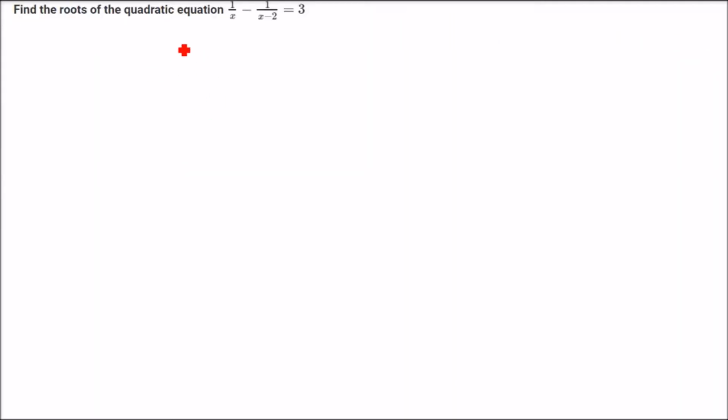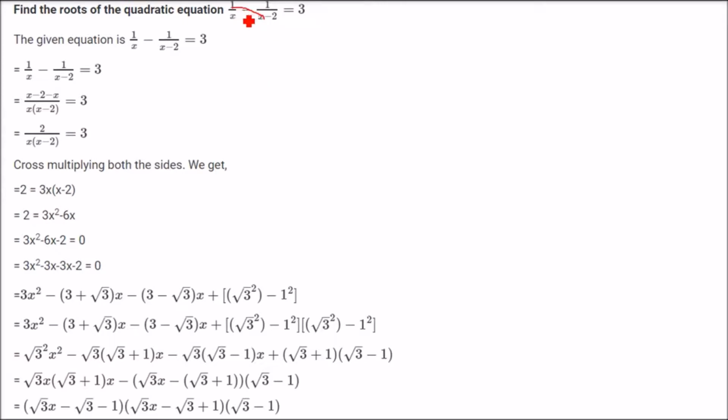Now find the roots of the quadratic equation. So what we are going to do, x minus 2 minus x by x into x minus 2. So x minus 2 minus x goes. So this will be x square minus 2x. And you have 2 here, 3 here. So multiply this 3 with x square minus 2x, that is 3x square minus 6x. 2 is already there. So now bring this 2 here. So 3x square minus 6x minus 2.